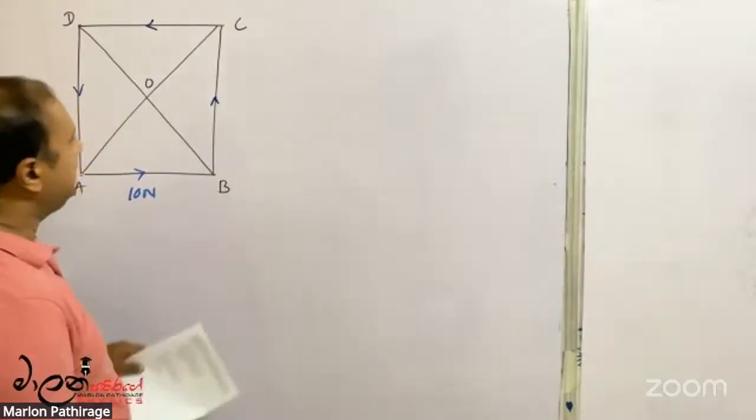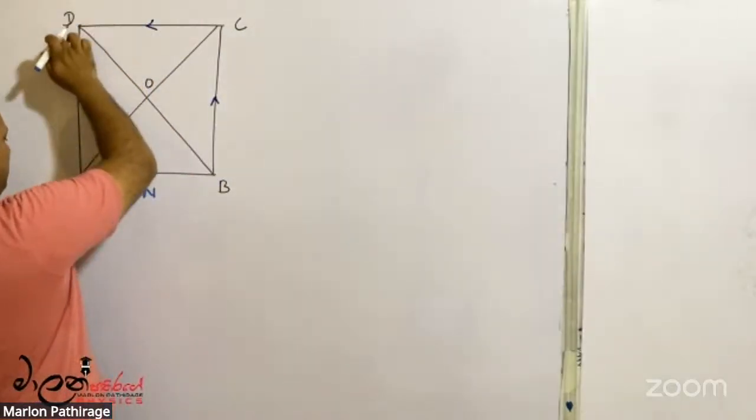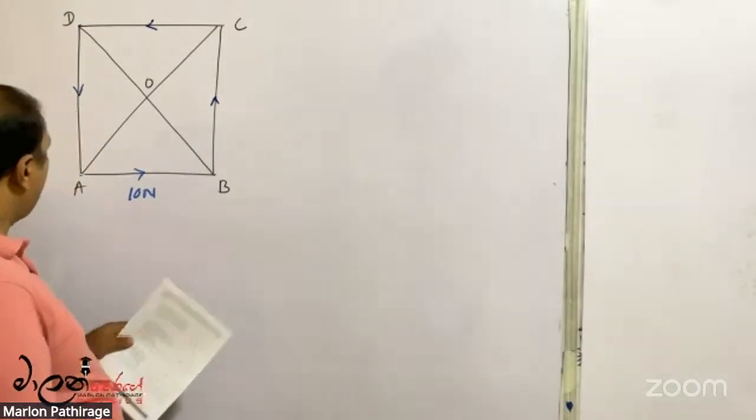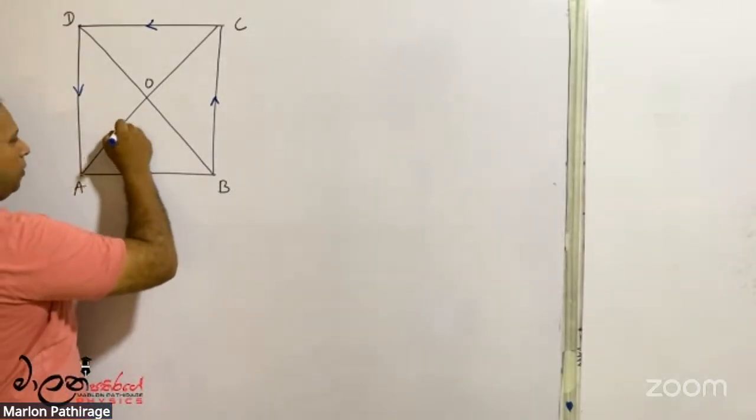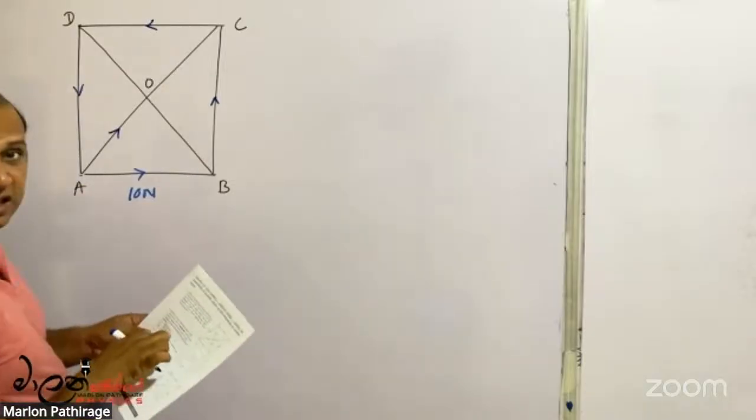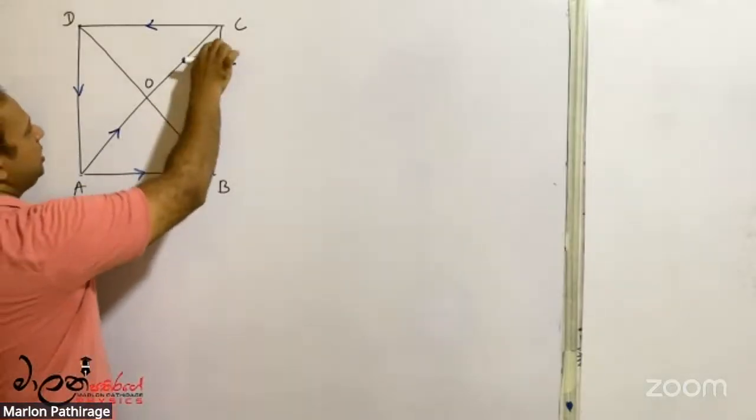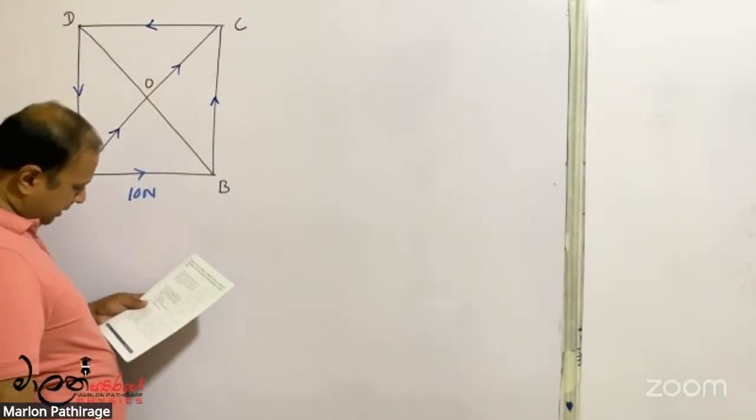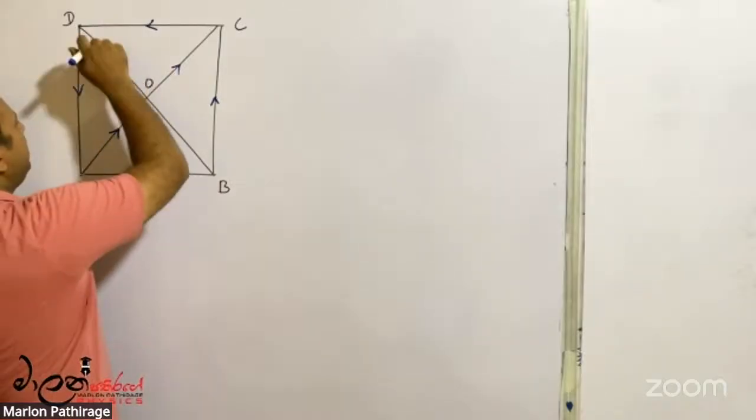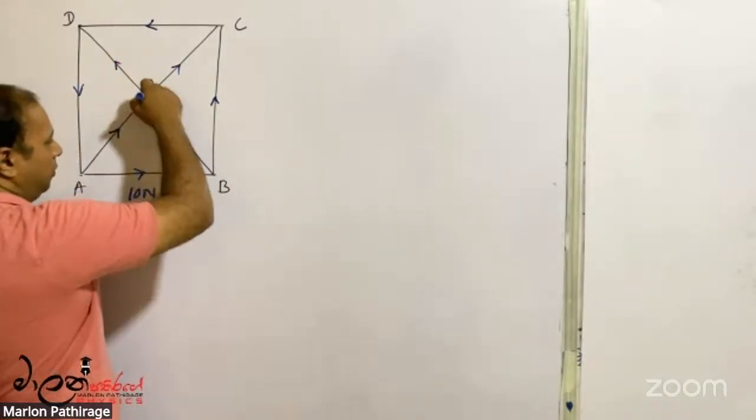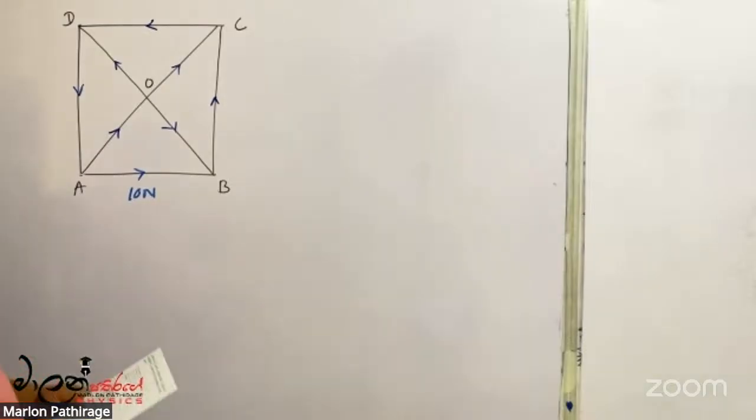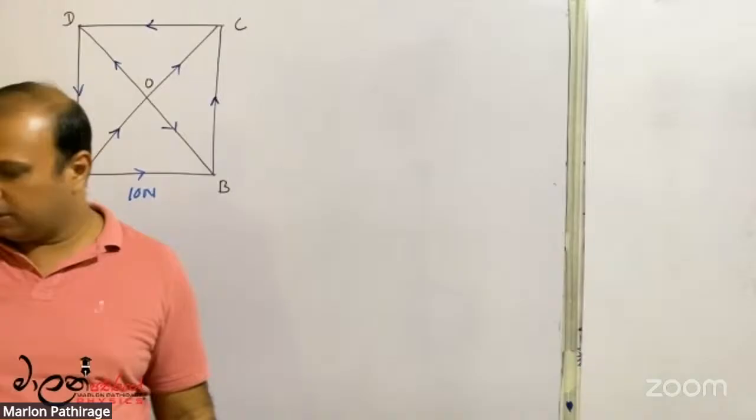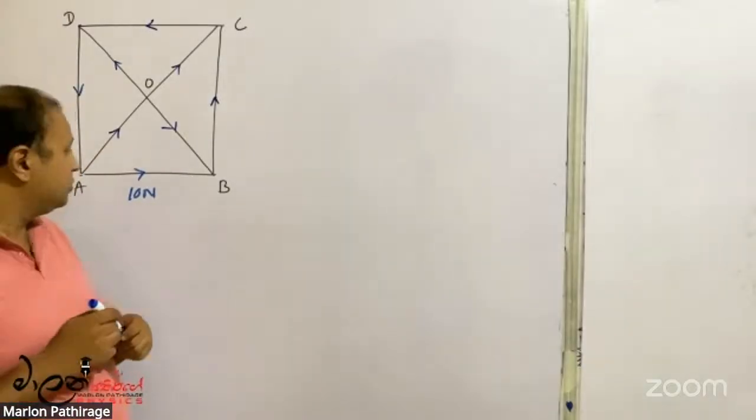Then CD means C to D. DA means D to A. Then AO, A to O. OC vector means O to C. Then OD vector and OB vector, O to B. So you have to mark the arrowhead according to the given arrangement. So this one is 10 Newton.